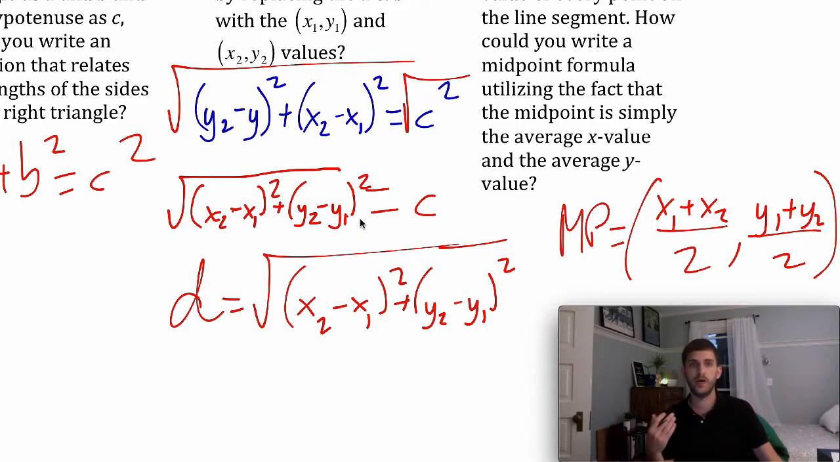You can flip the numbers around. Subtraction is not commutative, but adding is. So we could do x2 plus x1, it doesn't make a difference. All right, on the next page, we're going to practice a couple of these.